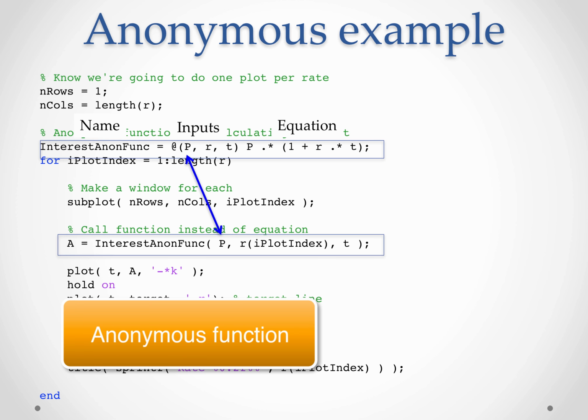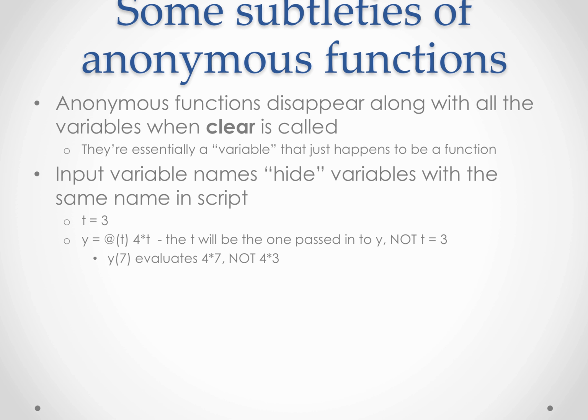So here's a few slides on anonymous functions. They're very similar to functions in function files, so go look at those real quick and then come back here. The difference between anonymous functions and function files is that they are basically variables. They don't need to be in the function file, and they only exist when they're created, and they disappear when they're cleared, just like all other variables.